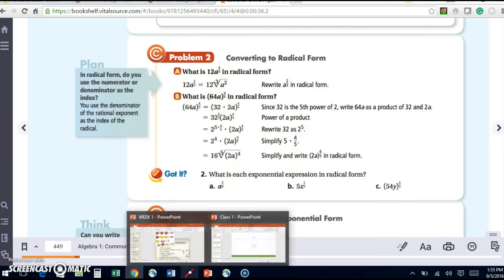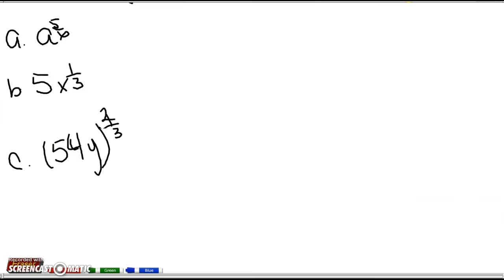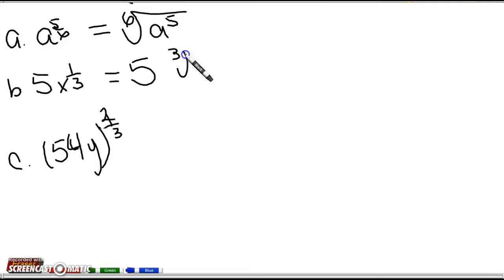All right, let's take a look at the next one. So I have a to the 5/6. We write that in radical form. Remember, 6 is my index for my radical, so the 6th root of a to the 5th, where 5 is my exponent. All right, for the next one, 5 is not being raised to the 1/3, so I can write 5, and then my denominator 3 gives the cube root of x, and I don't need to put the 1.